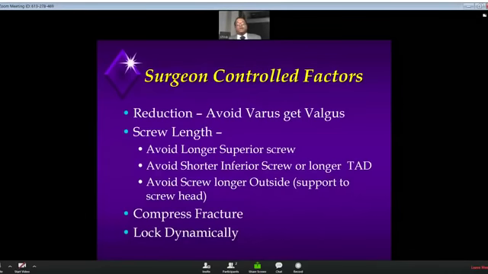And also try to compress the fracture on table, releasing all the traction. In a few cases, less than 5% maybe, it requires a dynamization. It's better to do dynamic locking from day one rather than depending on it later.